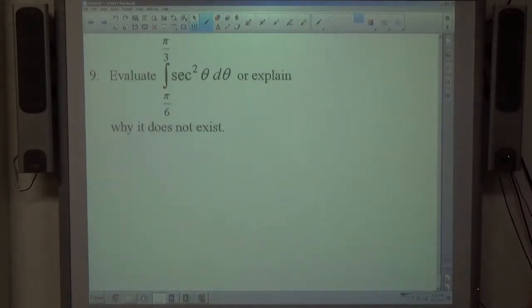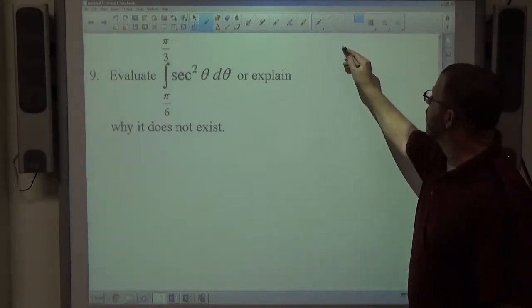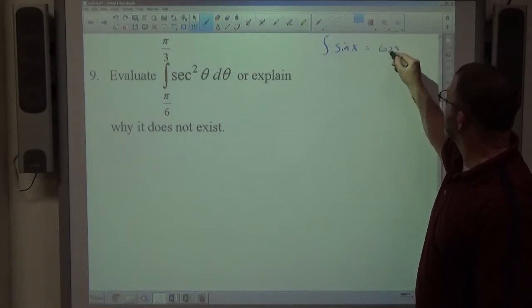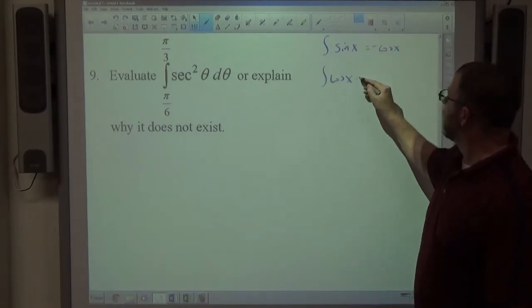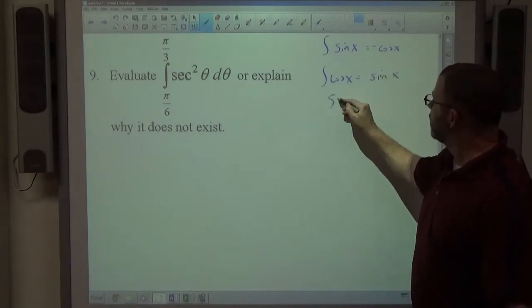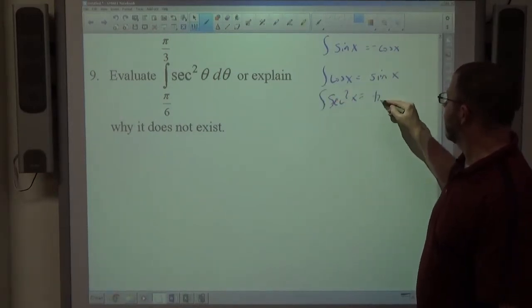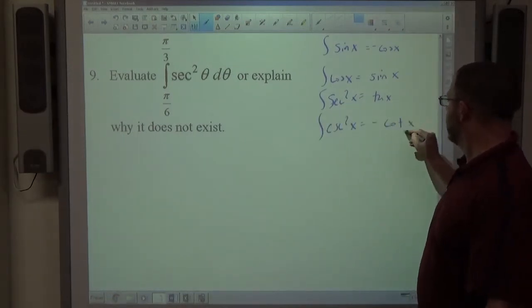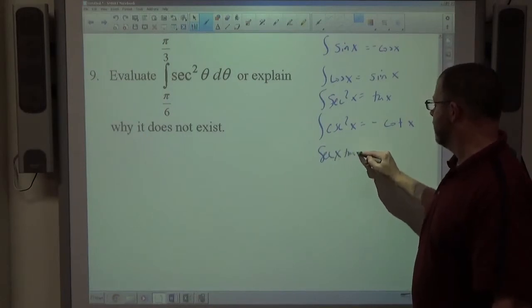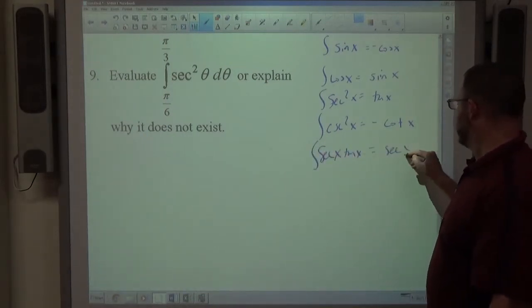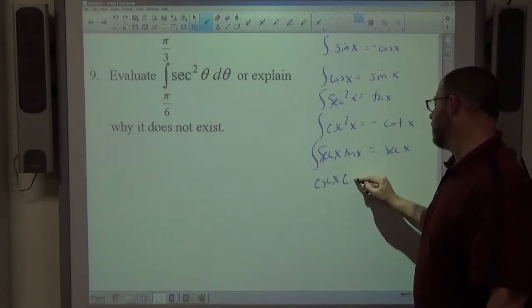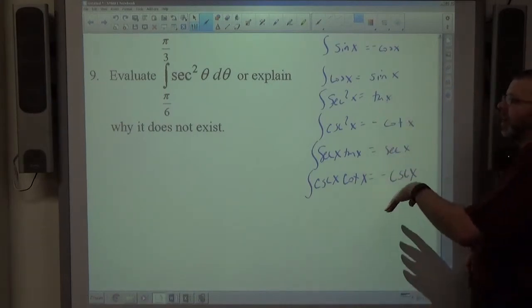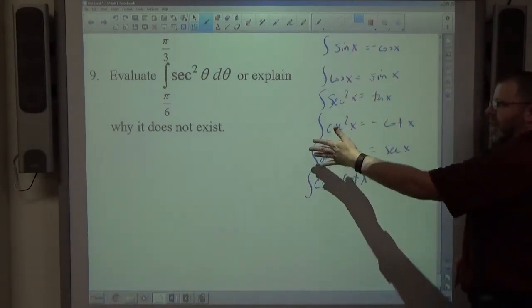Number 9, secant squared. Our 6 trig functions, we have sine of x. Antiderivative of that is cosine of x, or negative cosine of x. Cosine of x, its antiderivative is positive sine of x. Secant squared of x, its antiderivative is tangent of x. Cosecant squared of x is negative cotangent of x. Secant x tangent x, its antiderivative is secant of x. And cosecant of x cotangent of x, its antiderivative is negative cosecant of x. Know these answers. So these 6 trig functions have antiderivatives.